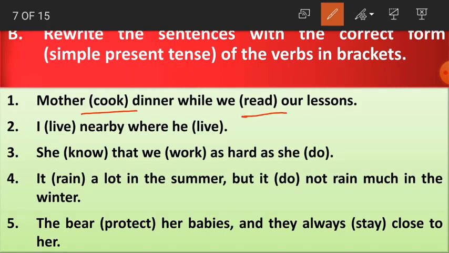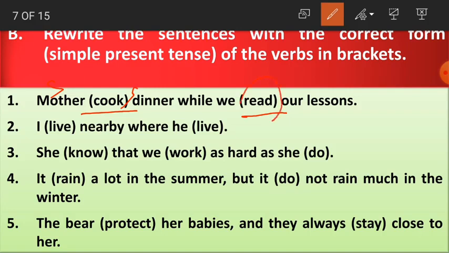What we have learnt: if the subject is singular, who is the subject here? Mother is the subject, and the verb is in singular form. Because this is singular, we have to add s or es. For cook, what will we add? Mother cooks. We are going to add s. Mother cooks dinner while we read our lessons.